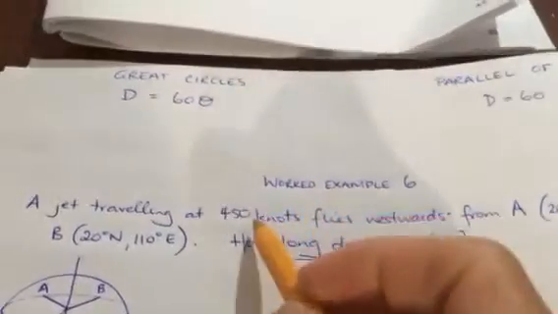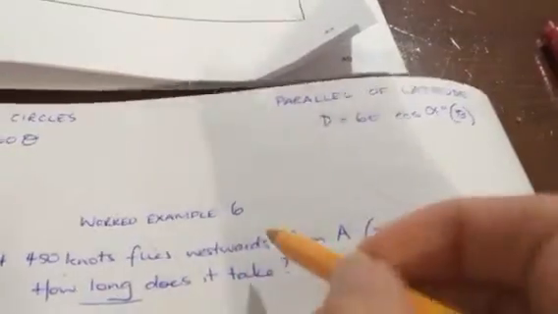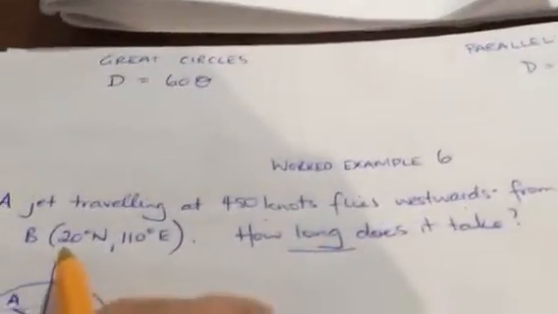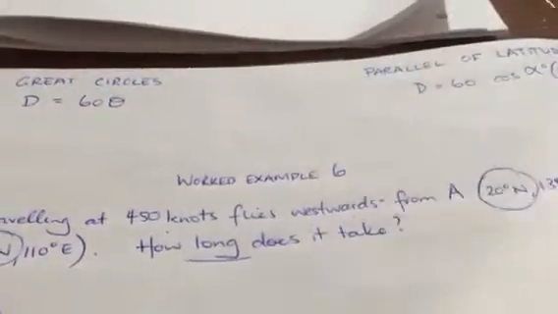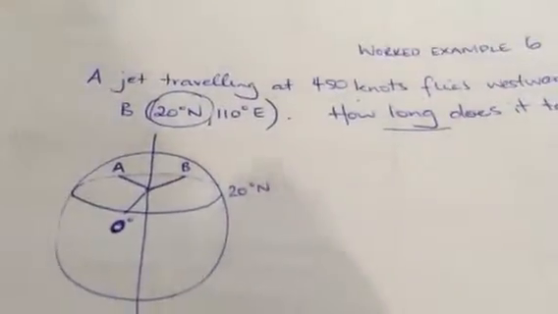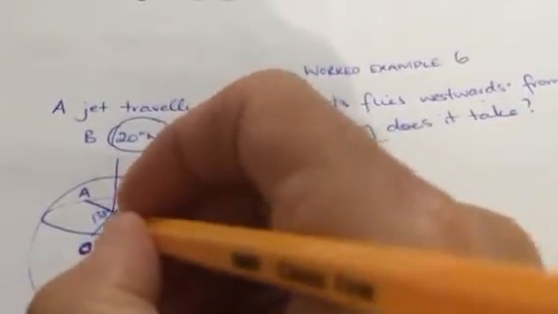We've got some information about speed. All right, maybe we'll start with the information about the location. It's travelling westwards from A, 20 degrees north, to B, 20 degrees north. So we know that we're travelling on a line of latitude, a parallel of latitude. So we could say this is at 20 degrees north. This one's 138 degrees west, and this one is 110 degrees east.